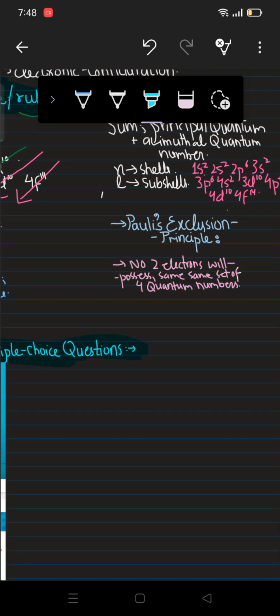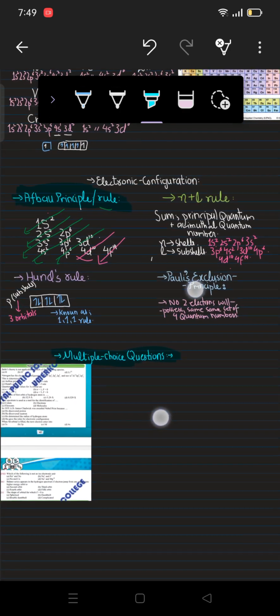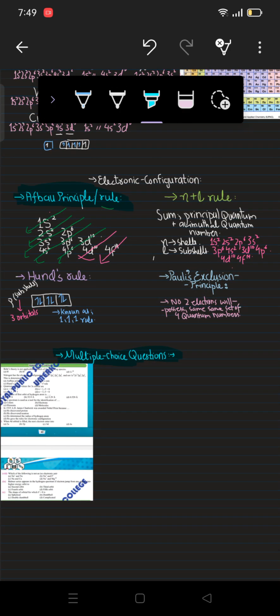Then we discussed Pauli's exclusion principle in great detail. No two electrons can have the same set of 4 quantum numbers. They can have 3 quantum numbers the same, but the fourth quantum number, the spin of the electron, will always be different. So two electrons can share the same set of 3 quantum numbers, but not all 4. So these are some rules of electronic configuration.